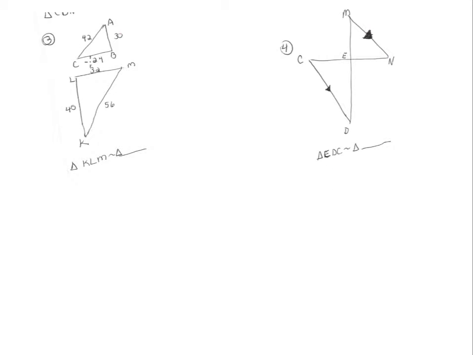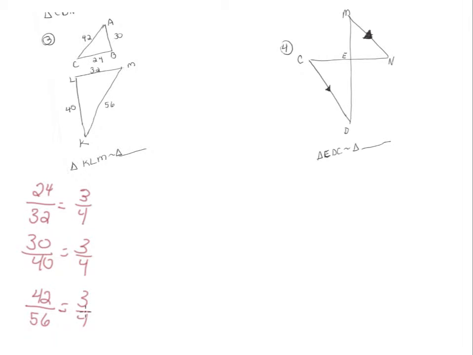Okay, example 3. Again, we're going to take the shortest side and correspond it to the shortest side in the other triangle. Simplify this one down. It becomes 3/4. Then the middle side to the middle length. That also simplifies down to 3/4. So we need to check one more to make sure. And it simplifies down to 3/4. So since all three ratios of the sides are the same, we can say the two triangles are congruent.